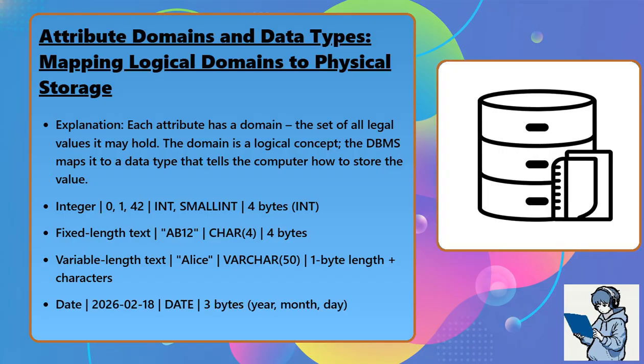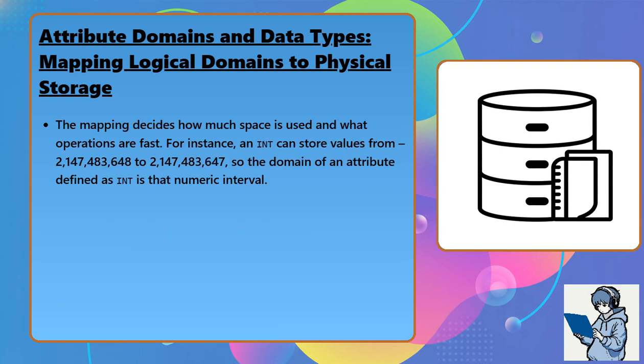Date: example value 2026-02-18; physical data type date; typical storage 3 bytes for year, month, day. Boolean: true or false; physical data type bit; typical storage 1 bit, packed. The mapping decides how much space is used and what operations are fast.